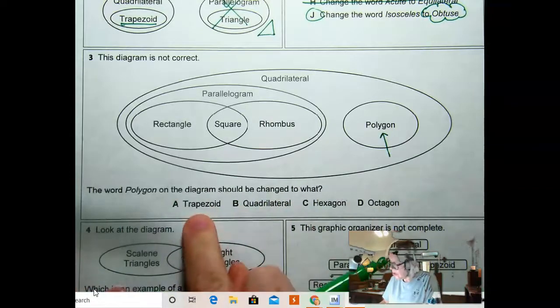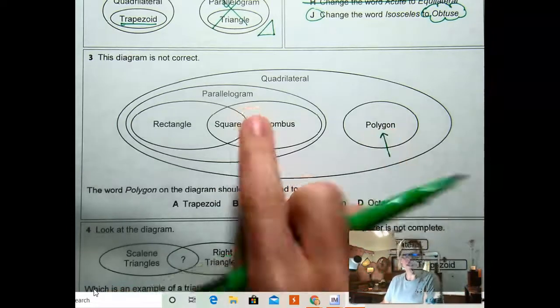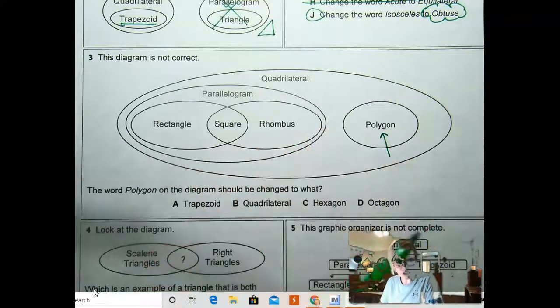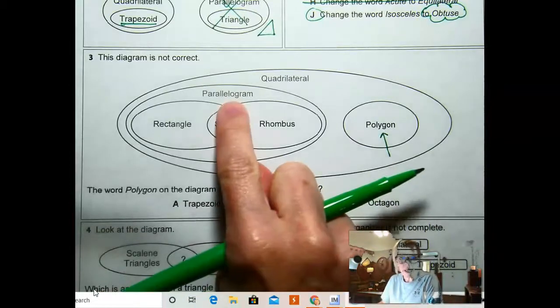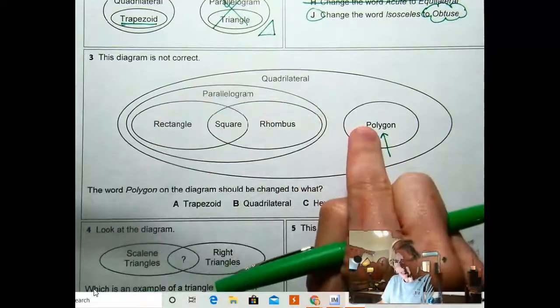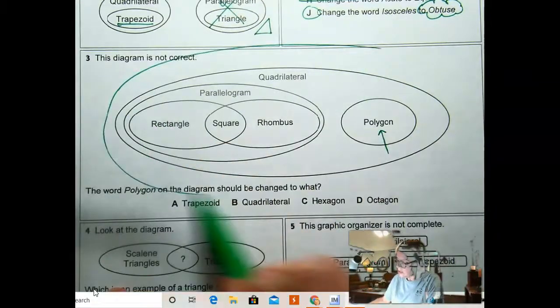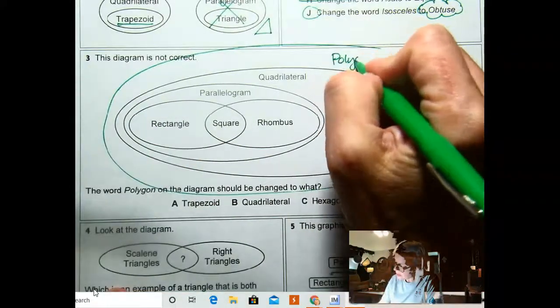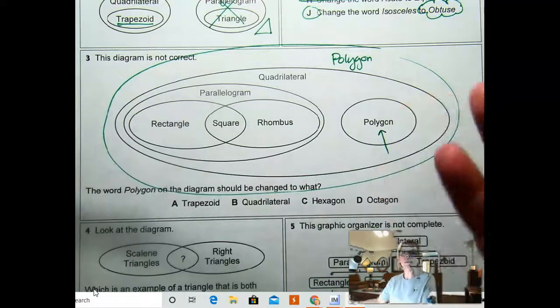Should it be changed to, now, first of all, why would we change this? I mean, a polygon is a flat 2-sided figure that has all closed sides, straight sides, no curves. And all of these things are polygons, but aren't all of these types of polygons? So really, if this word was going to be here, there would be a larger circle and it would say polygon here because there are other types of polygons. You have triangles, you have octagons, you have hexagons, you have pentagons, you have all types of nonagons. Really cool stuff, but those are all types of polygons.